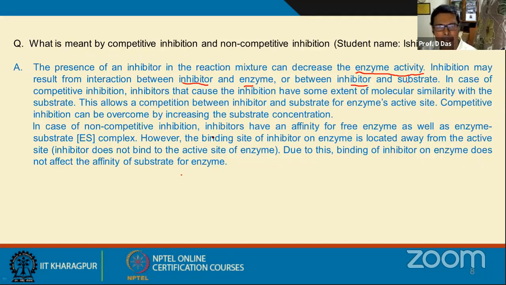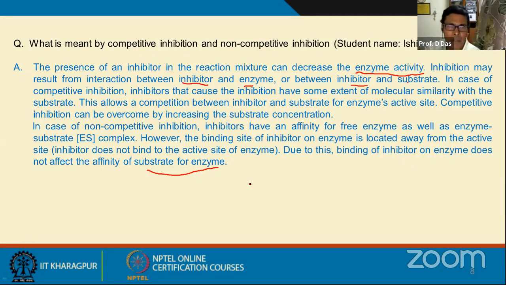In case of non-competitive inhibition, the inhibitor has affinity to the free enzyme as well as the enzyme substrate complex, because, as I pointed out, not only does it bind with the free enzyme, but it also binds with the enzyme substrate complex, which is called the trimolecular complex. However, the binding site of the inhibitor is located away from the active site. This is other than the active site. So the inhibitor does not bind at the active site of the enzyme, and due to this, the binding of the inhibitor to the enzyme doesn't affect the affinity of the substrate for the enzyme. So this is the non-competitive inhibition, meaning that it indirectly influences the activity of the active site, because by sitting at a site other than the active site, it influences the activity.